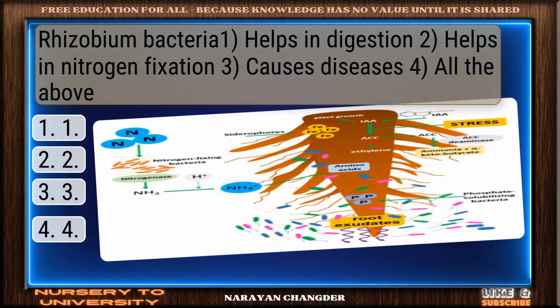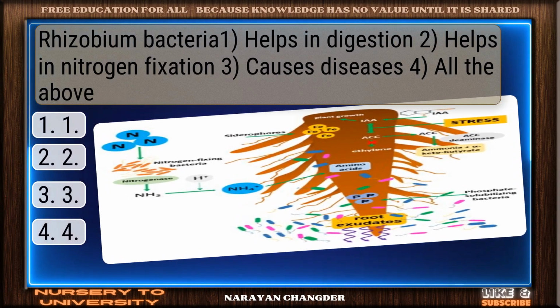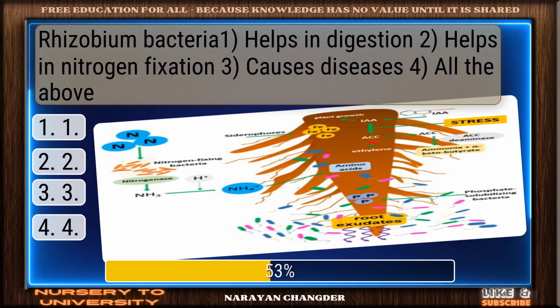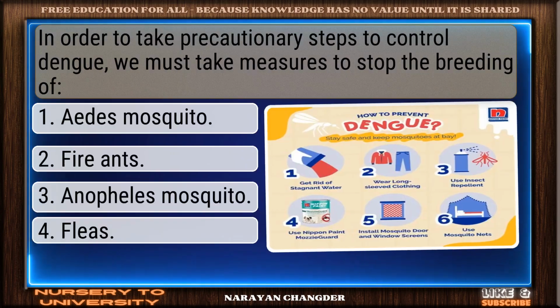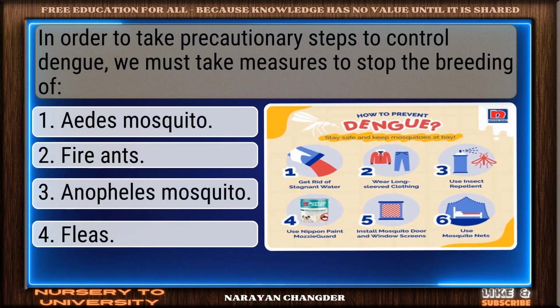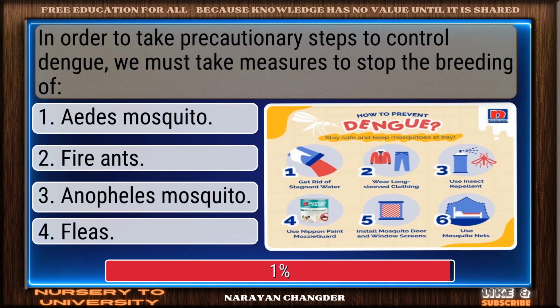Rhizobium bacteria 1. help in digestion, 2. help in nitrogen fixation, 3. cause diseases, 4. all the above. You chose 2, and it is correct. In order to take precautionary steps to control dengue, we must take measures to stop the breeding of.